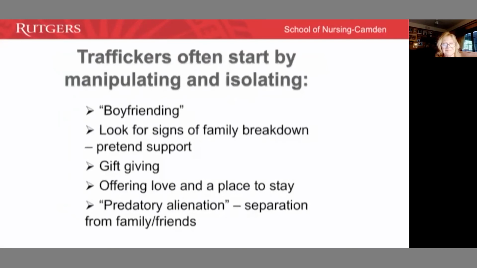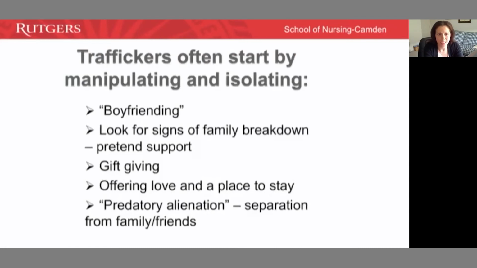Traffickers aim to identify their vulnerable populations. They look for signs, as discussed in the previous slides, and take advantage of them. For example, an adolescent who has a history of abuse in the home or feels socially isolated because of a disability can be taken advantage of by a trafficker.